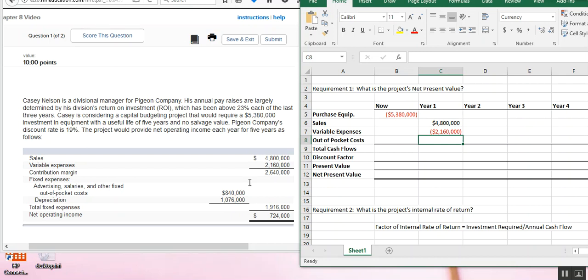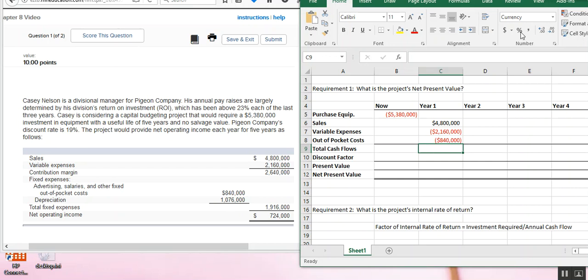Then we have some out-of-pocket costs. So we look down through our financial information. We have some out-of-pocket costs of $840,000, and that's a cash outflow. And you'll notice at that point I've calculated total cash flows. I didn't include depreciation because we're talking about the time value of money. Depreciation is a non-cash transaction, if you want to call it that, a non-cash recording or valuation entry that we make. So we're going to not include that amount for depreciation in our calculations.